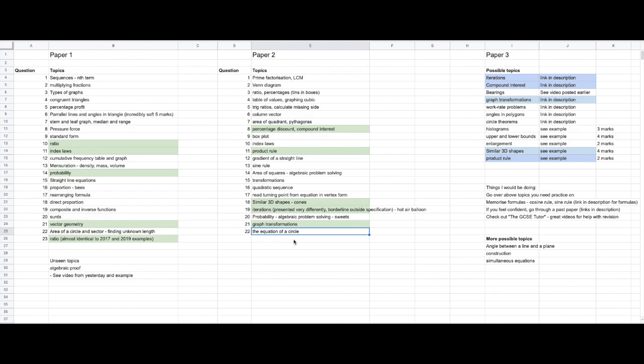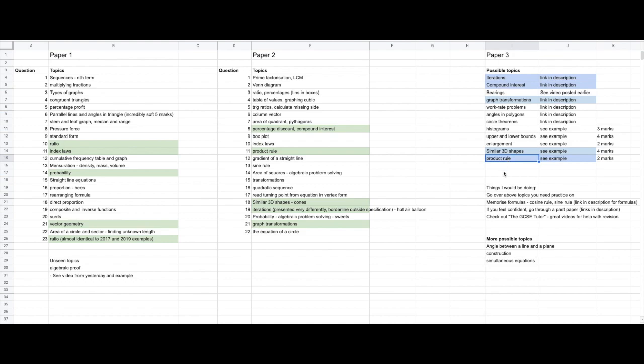Okay, so what has come up and what has not yet appeared? So we've had iterations, we've had compound interest, still no bearings questions, so possibly that might come up in paper 3. We've had graph transformations, no work rate problems. We haven't had a question involving angles in polygons. No circle theorems questions yet, no histograms questions, no upper and lower bounds or enlargement questions. We've seen similar 3D shapes and product rule as well.